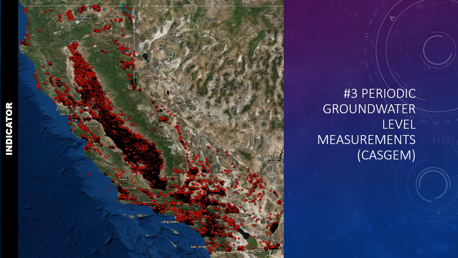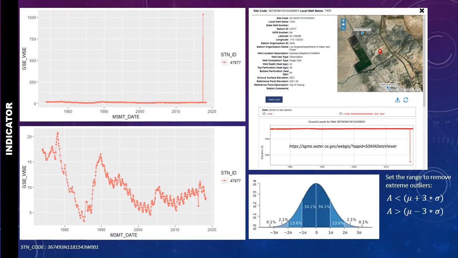The next indicator we would like to discuss is the groundwater depth level. While preparing the data set, we found outliers in some of the well data. In the upper left figure, we can see one point jumping from close to zero to 1,000 feet. It's impossible for the groundwater to drop 1,000 feet within a short period of time. We found the same outlier when we were trying to verify the data set on the SGMA website.